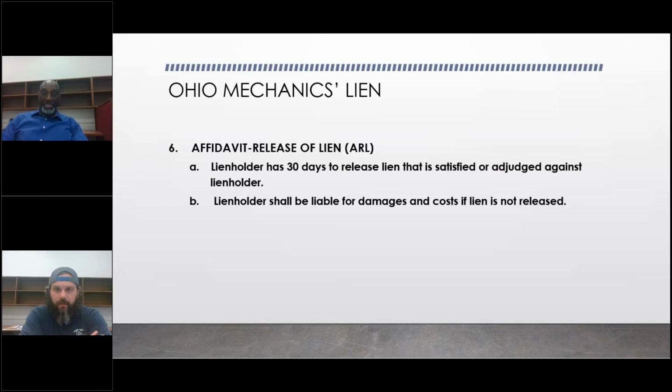Affidavit for release of lien: once the project is complete, the lien holder must release that lien, that the project has been satisfied or judged against the lien holder. I would assume, just trying to think of a real life example, is if a subcontractor has a lien on a project because he hasn't gotten paid. Yes. If he has at some point down the road gotten paid in full for the project, that's where this affidavit for release of lien would come into play. That would be filed by the subcontractor or by the lien holder, whoever filed for the lien.